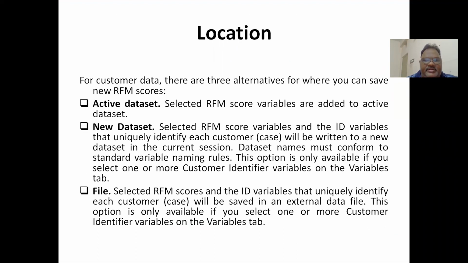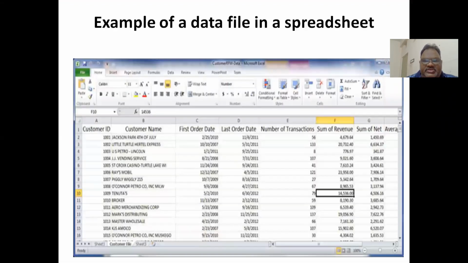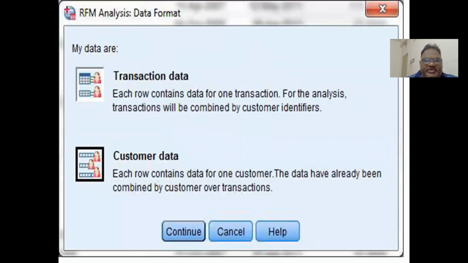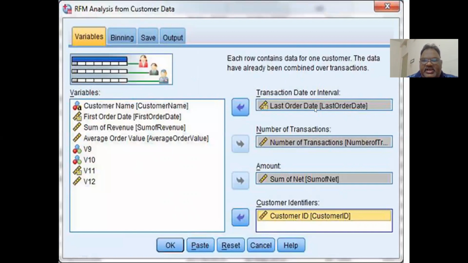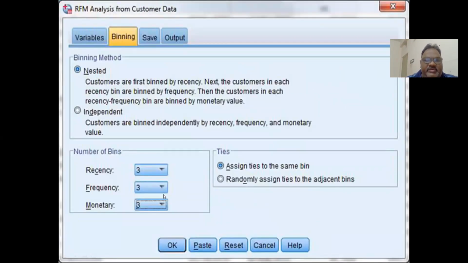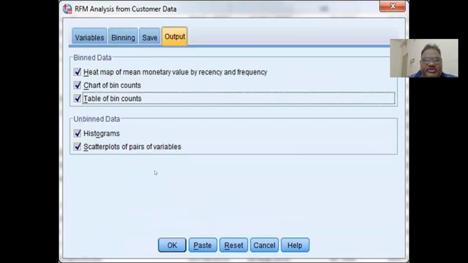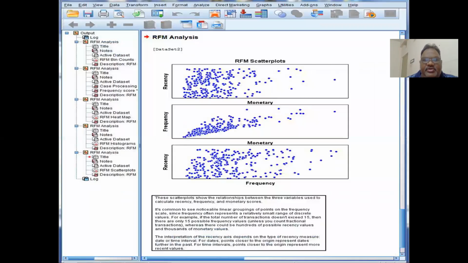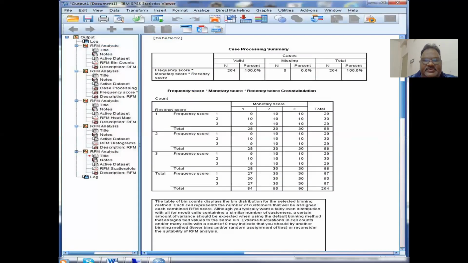Right, I will explain this. So this is our original data set. Go to the direct marketing, then go to the customer data here, then last order, number of transactions, sum net. Then you identify your customers. Here they divide into 3 parts, but here we divide into 5 parts. So we want histogram, charts, plus. Now they already explained the RFM score, they already explained this data set.